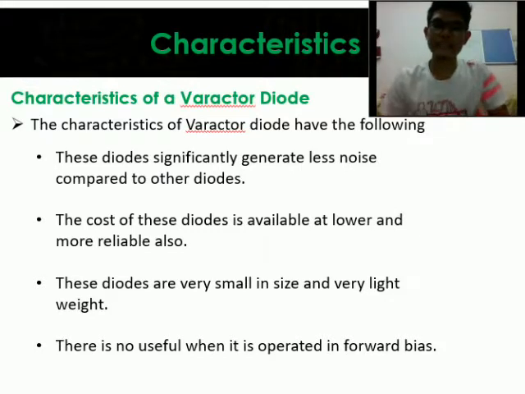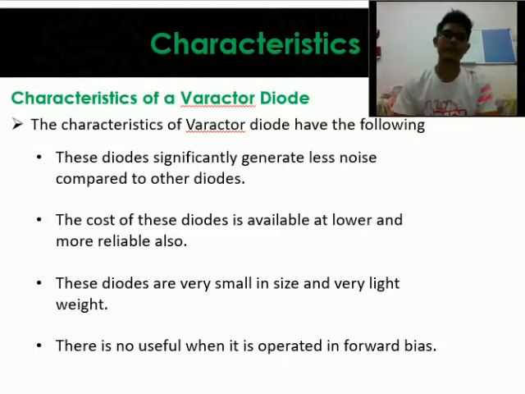Okay, next we move to the characteristics of a varactor diode. It is important for us to know these characteristics. The first characteristic is that this diode generates significantly less noise compared to other diodes, such as the normal diode. The cost of this diode is lower and it is more reliable, so it is cheaper than the others. This diode is also small in size and very lightweight, so we can easily implement it in our circuit.